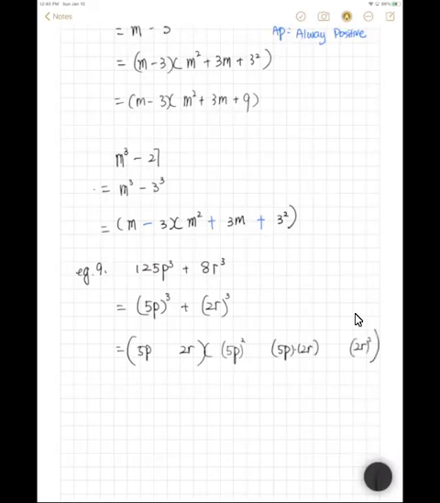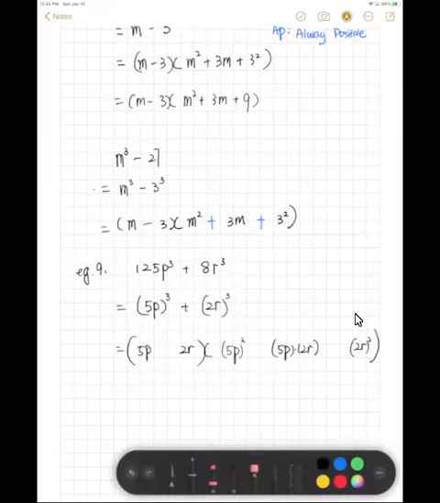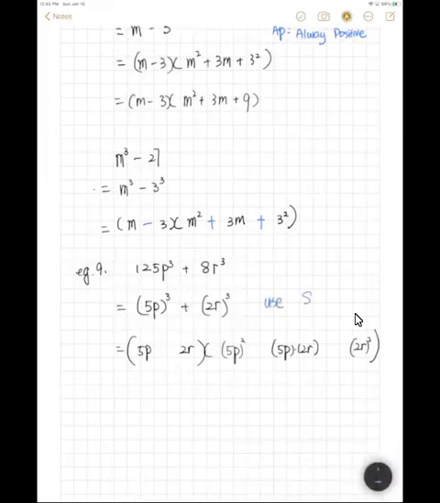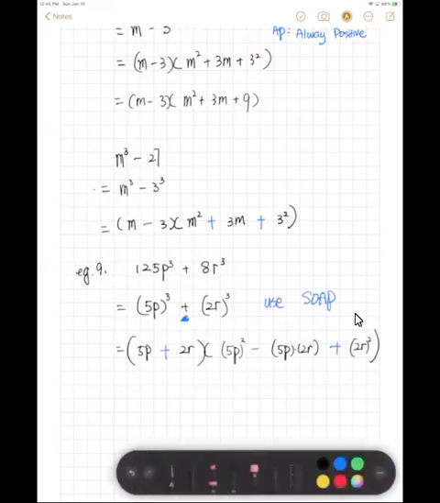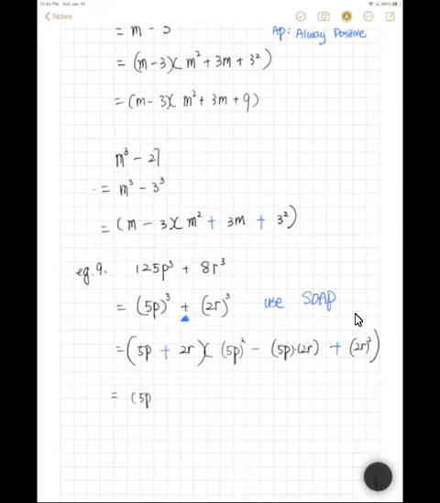Now I use SOAP to fill in the terms. So for SOAP, the first term should be what? This is add, so same will be add. Opposite, subtract, always positive, plus. And then we should simplify it. So we have 5p plus 2r times (25p squared minus 10pr plus 4r squared).